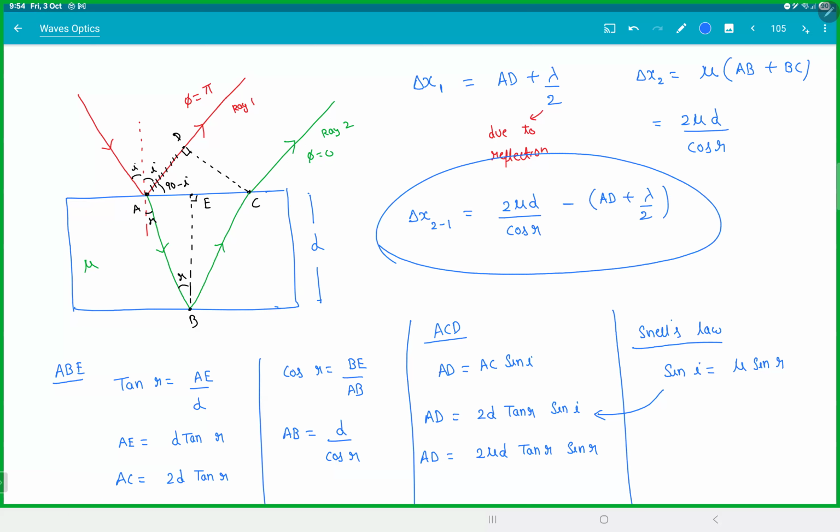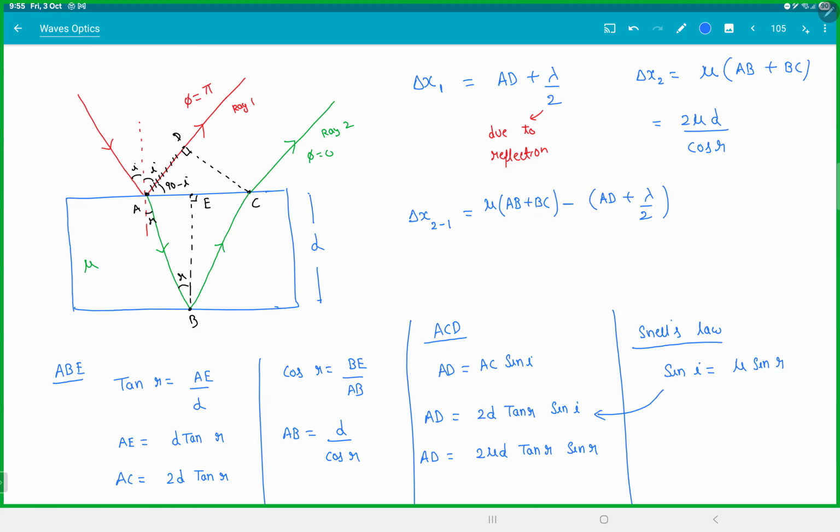This part is clear. This is the important thing. Whatever I wrote, all that is geometry only. I'm just calculating the values of AD and everything. Clear with the steps? Maybe I'll just write this thing as mu times AB plus BC. Yes, we got everything there.